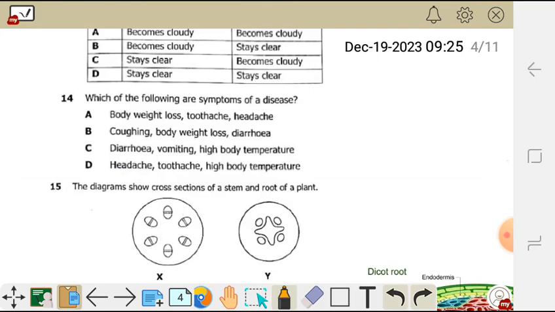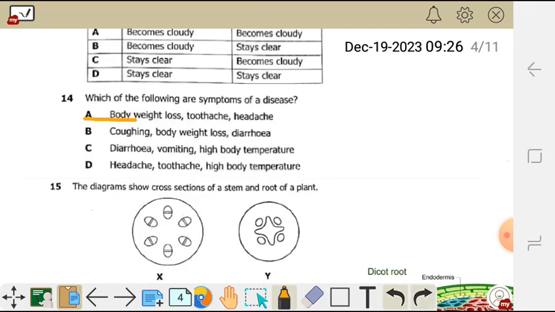So the correct answer here, the symptoms of a disease are diarrhea, vomiting, and high body temperature. Those are the symptoms of a disease. Coughing can be as a result of a reflex. A reflex from the respiratory tract can cause coughing. And body weight loss doesn't mean that when someone is losing weight, then there is a disease. No. That's why this one is wrong.